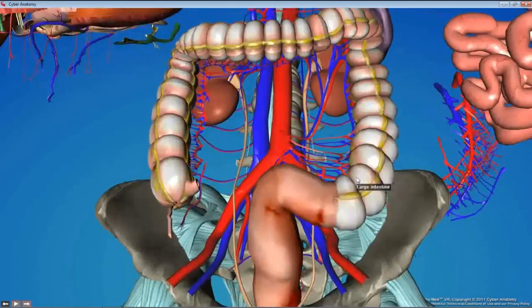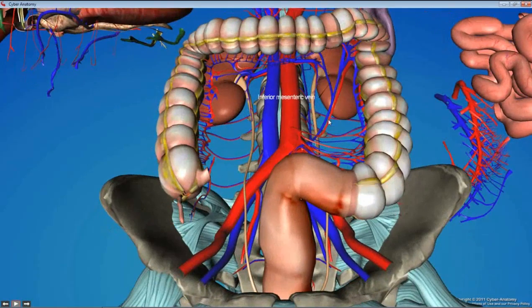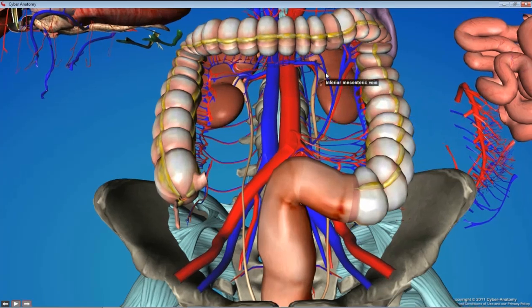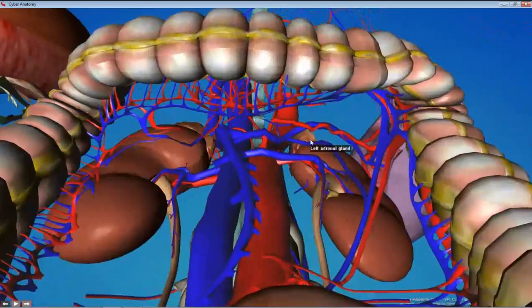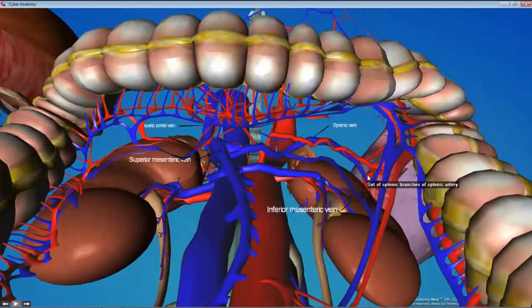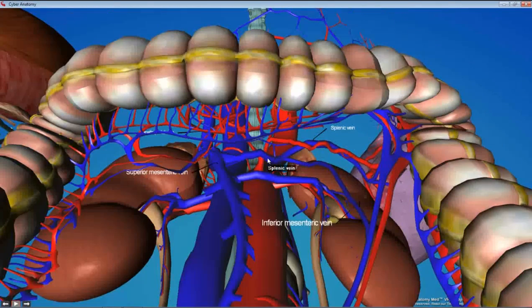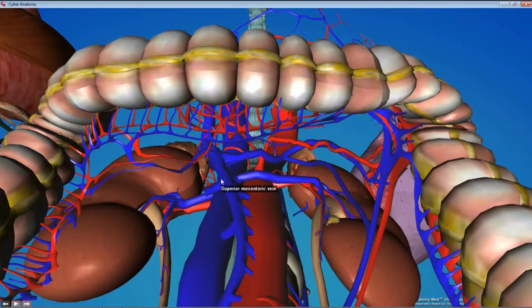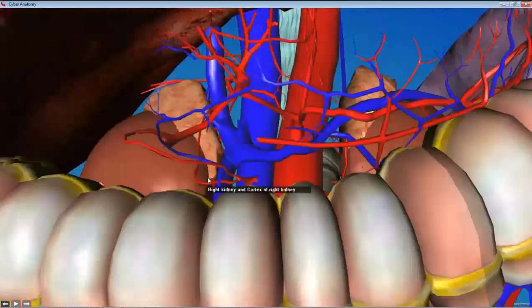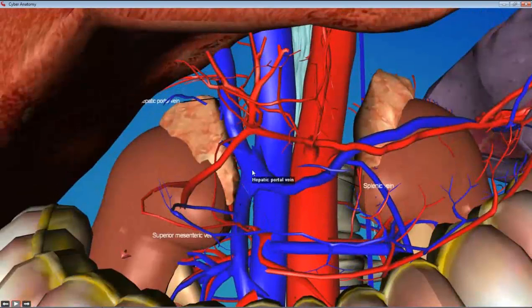Then let's turn our attention to the veins and work backwards. Inferior mesenteric vein parallels the inferior mesenteric artery, but then ascends vertically to reach the splenic vein here, which is draining the spleen from over there. So these two join together, the splenic vein continues, and then this will join up with the superior mesenteric vein, and the two of them will join together to form the hepatic portal. And then this hepatic portal vein will enter the liver.